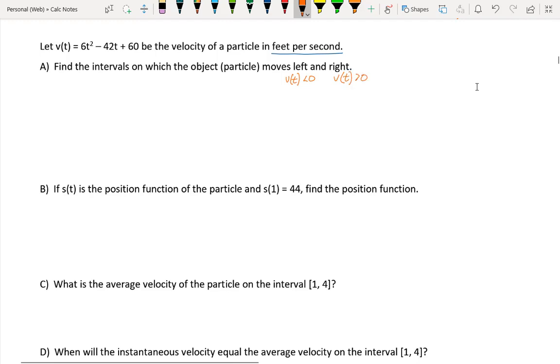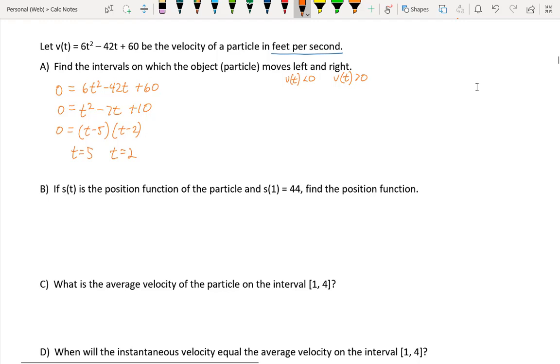Here we go. So we need critical numbers. So we have 6t squared minus 42t plus 60. There's no undefineds in there because it's a polynomial function. However, I can divide out a 6 on everything. So I'm going to divide everything by 6. So this is t squared minus 7t plus 10. Just got a lot easier to factor, didn't it? So we have t minus 5 times t minus 2. And so we have t equals 5 and t equals 2.